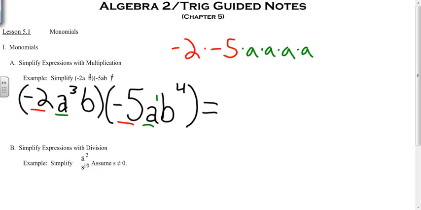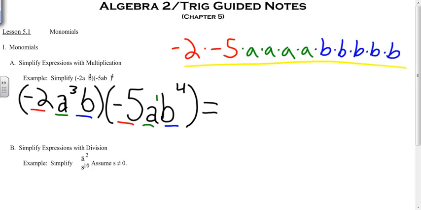Then from our first monomial we have 1b. And from our second we have 4 other b's. So 1, 2, 3, 4. Now in the end, we have kind of this large multiplication expression here. Now, even though they have the negative signs in front, that doesn't mean anything's being subtracted. They are all still one term here.